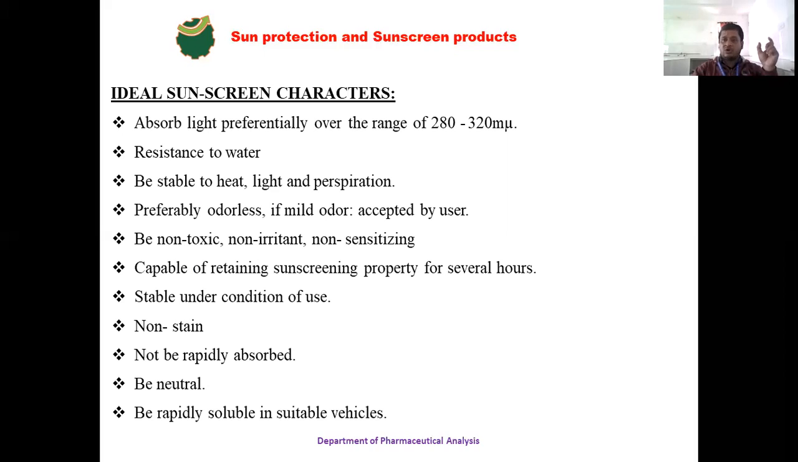Second one, resistance to water. It means once it has been applied, if any water comes in contact with the skin, the sunscreen effectiveness should not be reduced. It should not be like that. It should be resistant to water, meaning after applying that sunscreen product, if there is any exposure to water, that water should not cause the sunscreen product to drain out. It should be resistant to water.